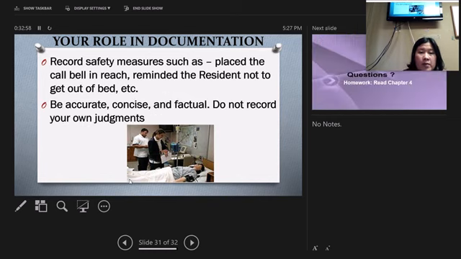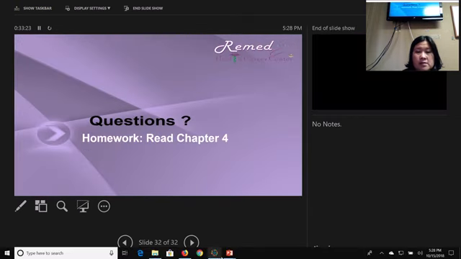All right. Be accurate, be concise, be factual. Do not record your own judgments. Only put the facts. Some of these charts are going to have to be read out in courts. Don't write anything in a chart that you would be embarrassed to read out loud in front of a court, in case you're subpoenaed to court one day if someone tries to sue. Any questions about charting?